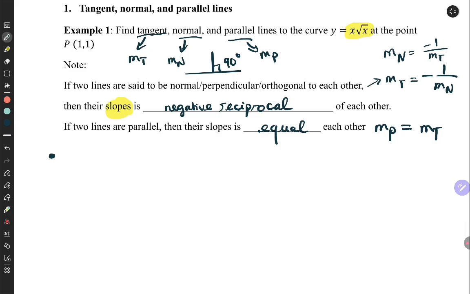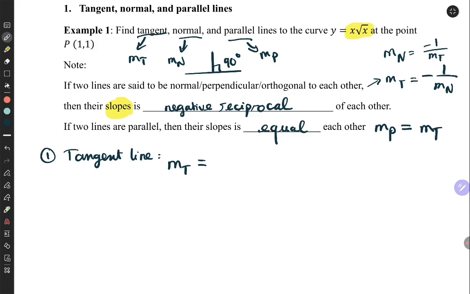Find the tangent line first. Okay. Tangent line. To find a line, first things first, tell me what do you need? To find a line, what do you need? It's all about the slope.